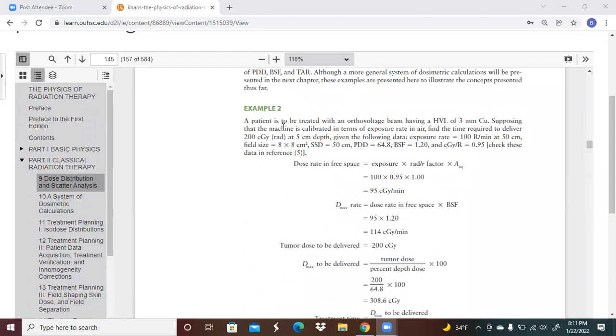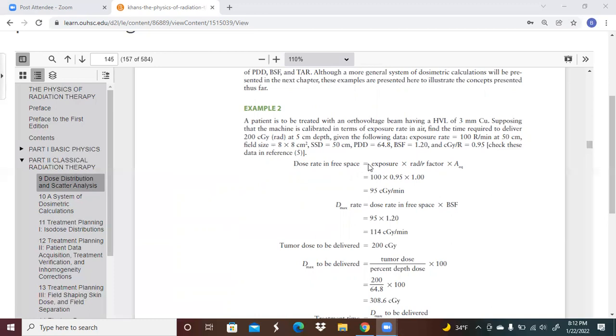All right, for example 2 here, you've got a patient that's going to be treated with an orthovoltage beam having a half value layer of 3 millimeters of copper. Suppose that the machine is calibrated in terms of exposure rate in air. We're going to find the time required to deliver 200 centigray at 5 cm depth given the following data. You've got the exposure rate, the field size, the SSD, the PDD, the backscatter factor, and the centigray to roentgen ratio here is 0.95.